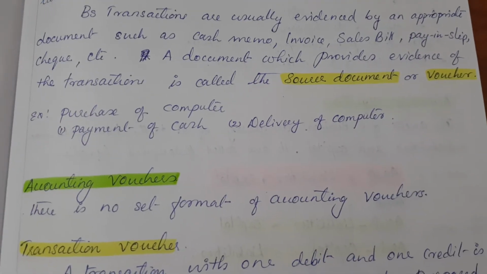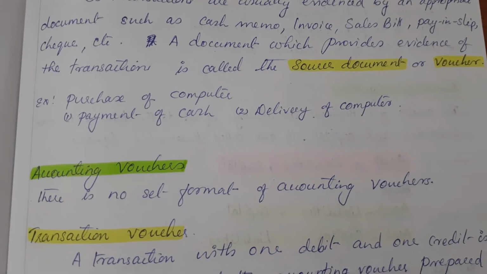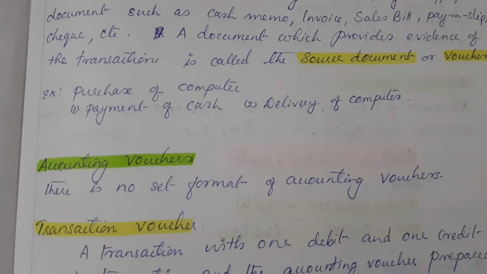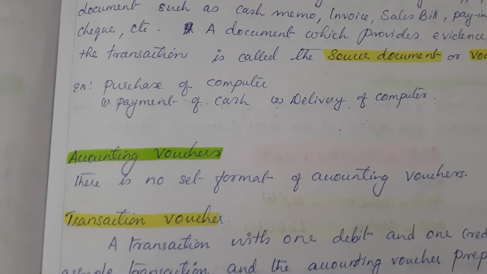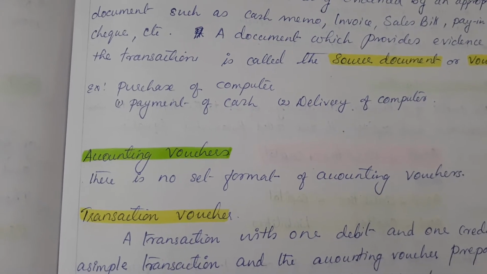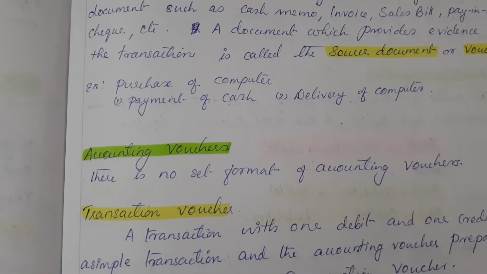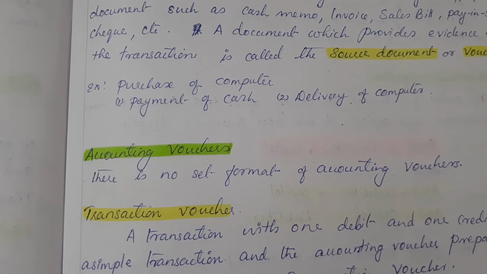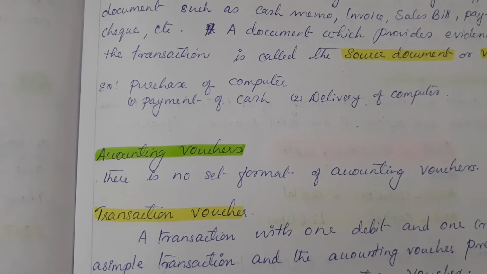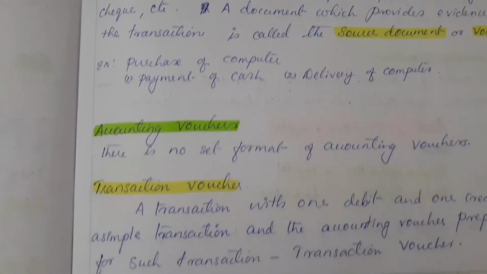A document which provides evidence of the transaction is called a source document or voucher, which is a familiar word to you. Example: when you purchase a computer, you will be paying cash. You will not just pay cash and come back. When you pay cash, you will get a bill, and with that you will get the computer. That cash bill you receive is a source document. The two-sided effect is that you are paying cash and you are getting the computer.